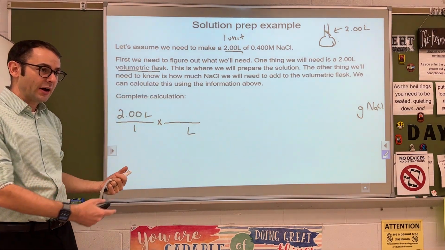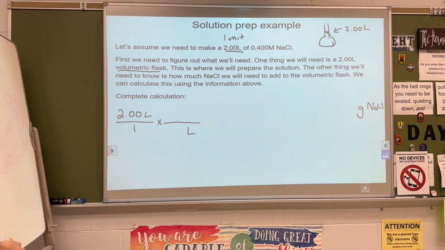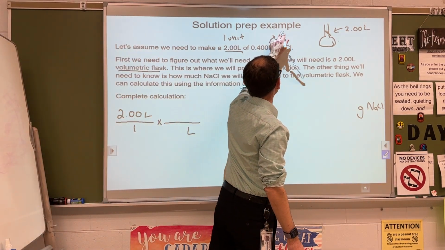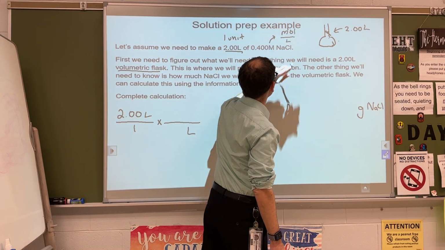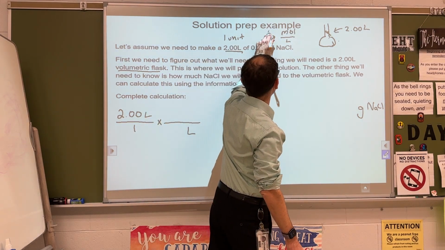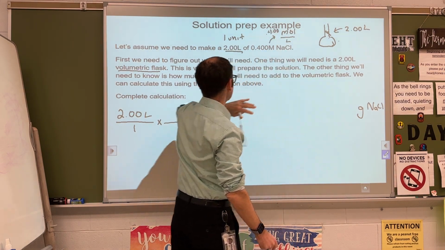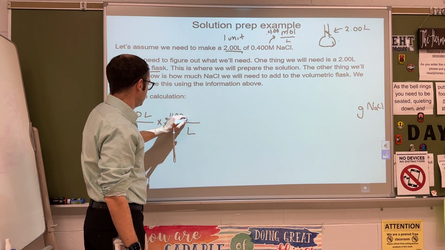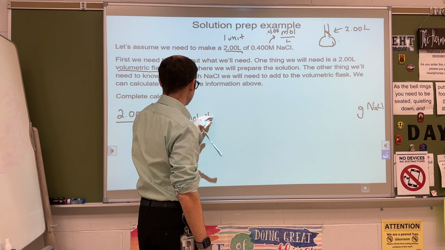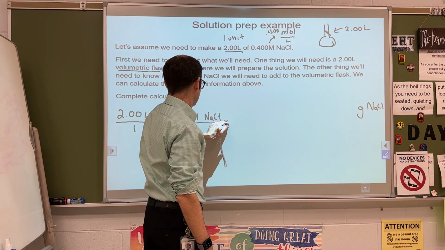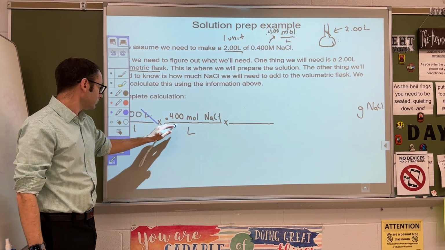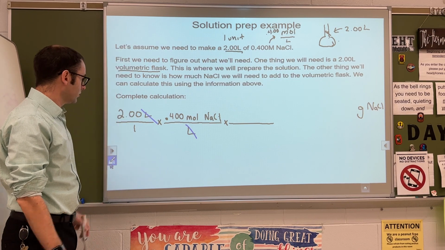Do we have a conversion factor with liters? Yeah, we do, right? Molarity, big M. Big M stands for moles per liter. So this means 0.400 moles per liter. So we can plug that in over here: 0.400 moles of NaCl. All right, the liters cancel out, which is great. Now we have moles.